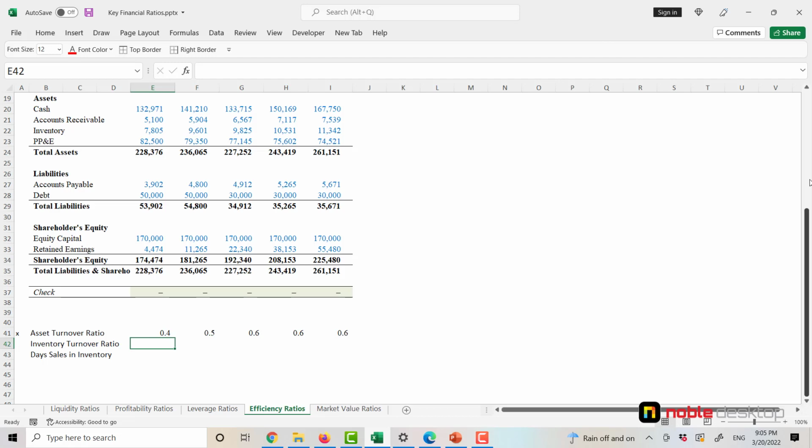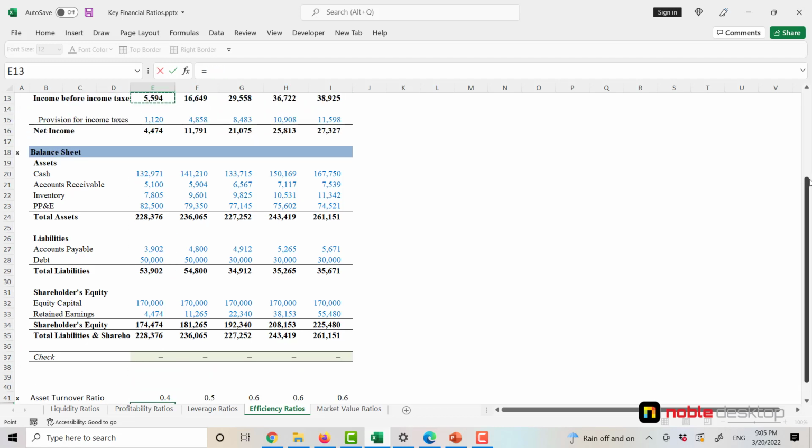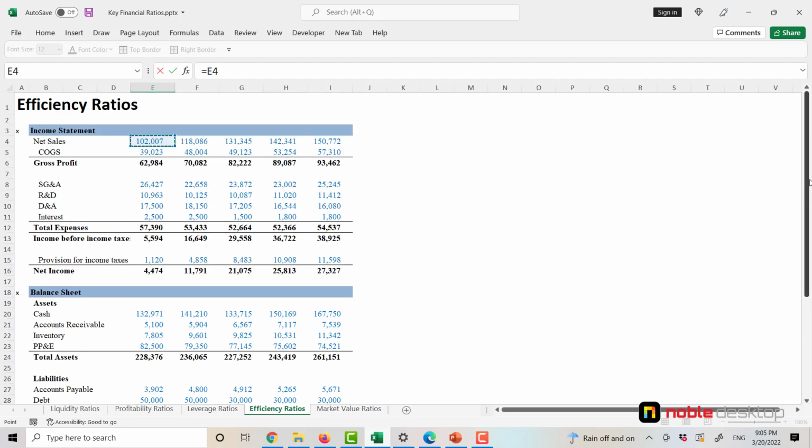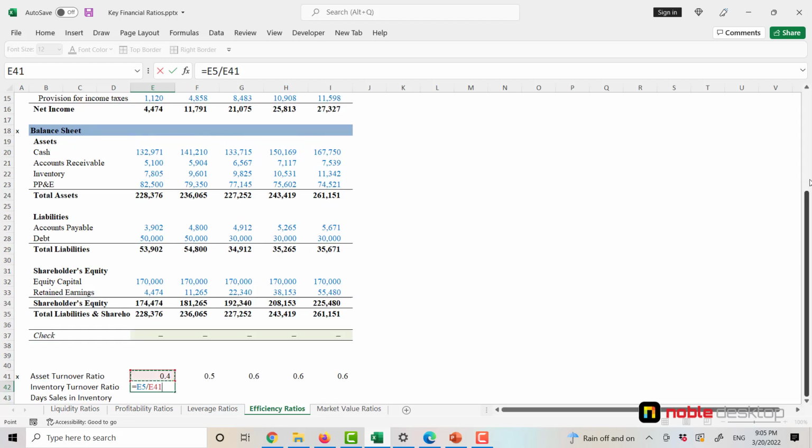So let's calculate inventory turnover ratio for our company. It's going to be our cost of goods sold, which is in our income statement, divided by average inventory, which is on line 22. I'm going to fill it to the right, and we can see that inventory turnover ratio is 5, which for most industries is a good indicator.